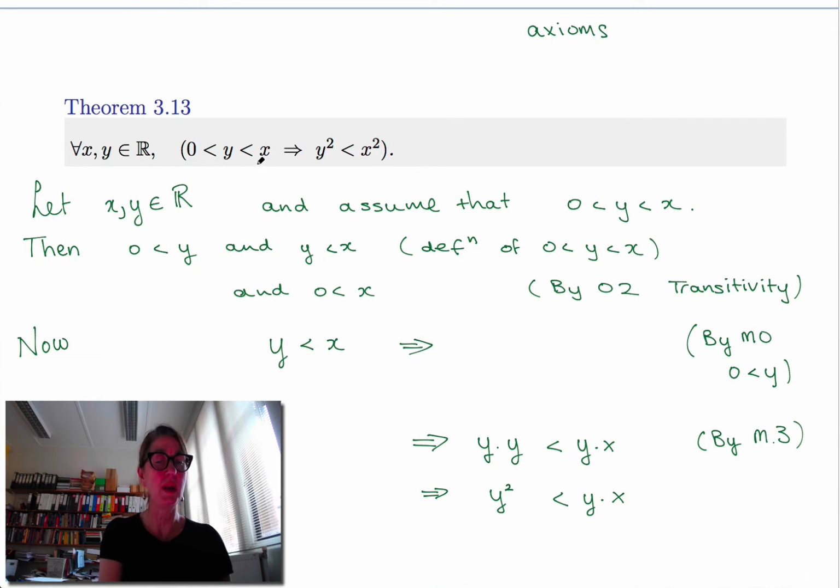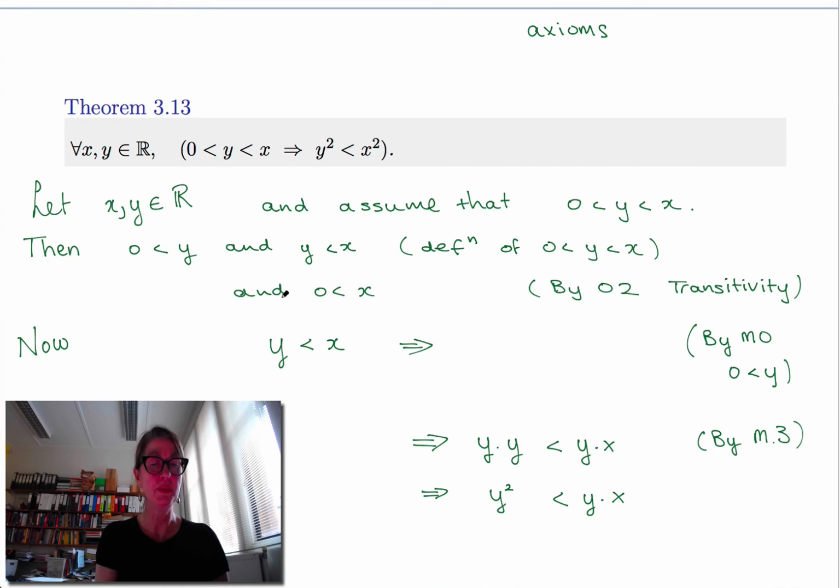So this was the setup we had: for all x and y in R, 0 less than y less than x implies y squared is less than x squared. So we started off by saying let x and y be in R, and we assume that 0 is less than y is less than x. So what does that mean? So we can pull that string of inequalities apart. It says 0 is less than y and y is less than x. So that's just the definition of this where we put everything together.